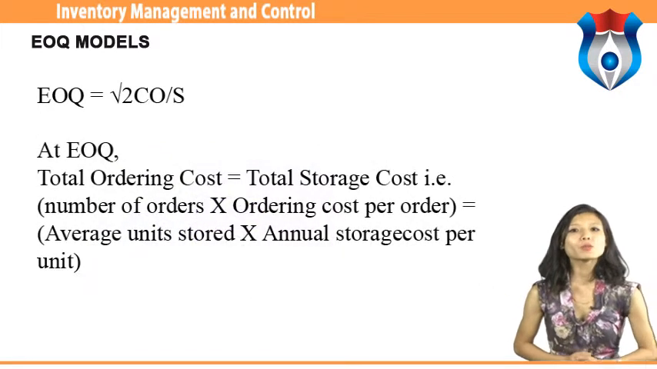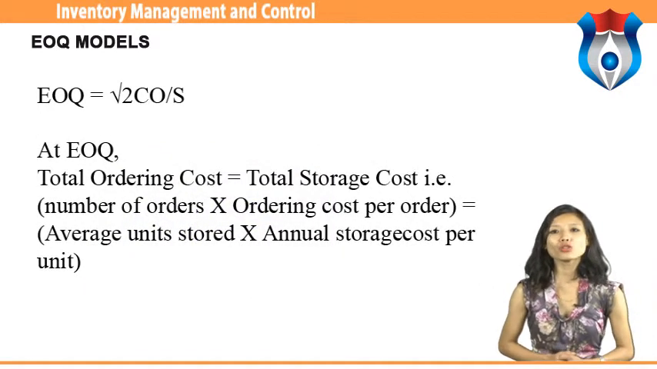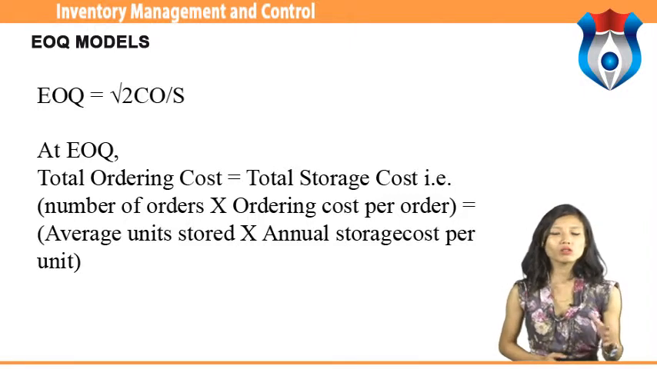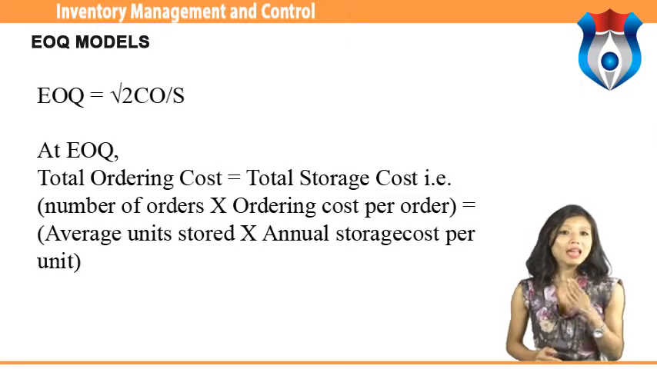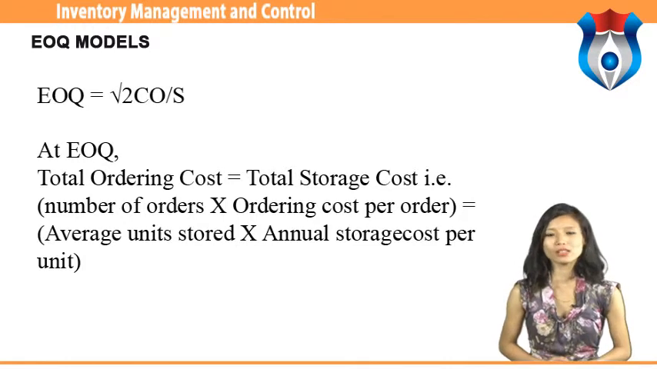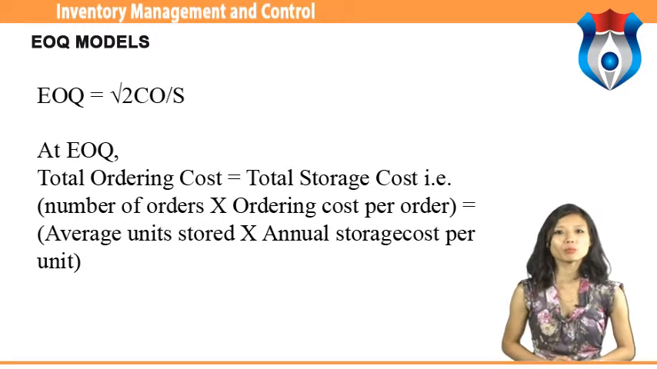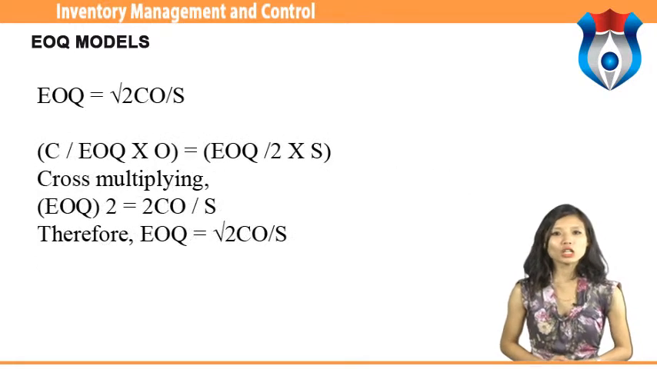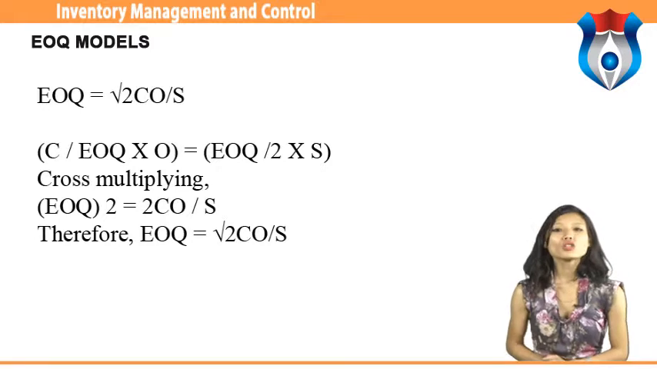The above formula has been derived as at EOQ, total ordering cost is equal to total storage cost, that is number of orders times ordering cost per order is equal to average units stored times annual storage cost per unit. C by EOQ times O equals EOQ by 2 times S. Cross multiplying, we would have EOQ squared equal to 2CO by S, therefore EOQ is equal to square root of 2CO by S.